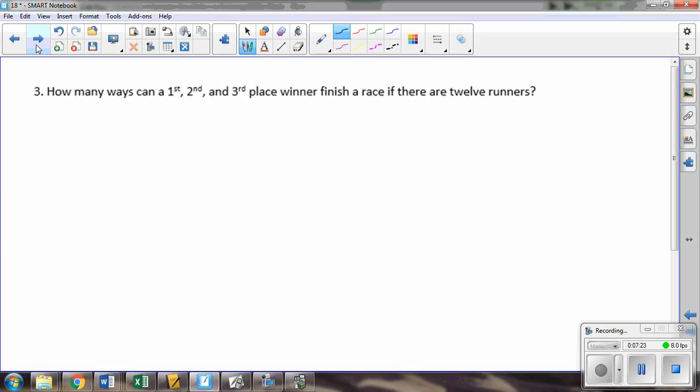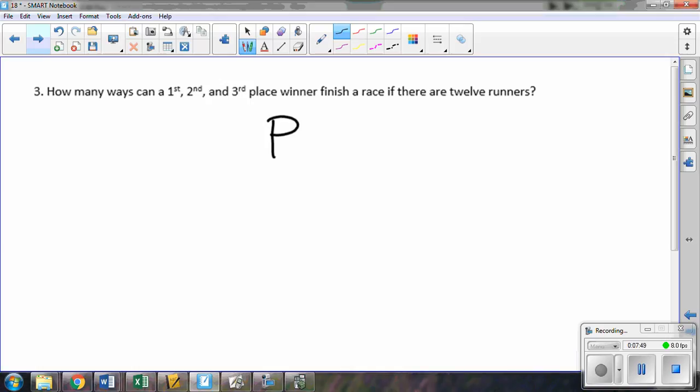Do you notice that this is once again a permutation versus combination? We're picking winners from a group. Does the order matter for this one? Absolutely it does. Ask any racer, does it matter who finishes first, second, and third in the race? You bet they're going to say yes. So this gives us a permutation problem.